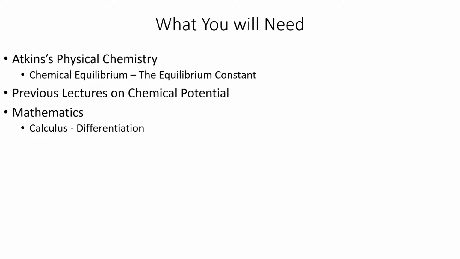What you will need: Atkins' physical chemistry. It will be a new section called chemical equilibrium, the equilibrium constant. And naturally, you need to remind yourself of the previous lectures on chemical potential. And as for mathematics, you'll need calculus, differentiation. Today is quite an involved lecture, but it's an important one.